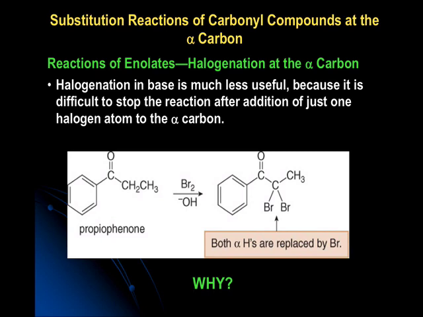All right, we're under basic conditions. Under basic conditions, you typically over-halogenate the alpha carbon. Okay, it's very important to know that. Under acidic conditions, you typically stop at monohalogenation. If you let it go forever, it will actually continue to halogenate as well, but it's slower. Under basic conditions, it's hard to just replace one hydrogen with a halogen.